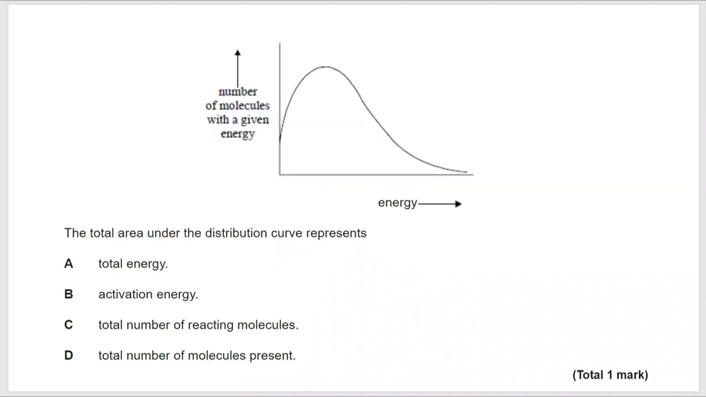And then, final question, total area under the distribution curve represents, and we're going to jump straight to this because it's already been covered in this video. It represents the total number of molecules present.